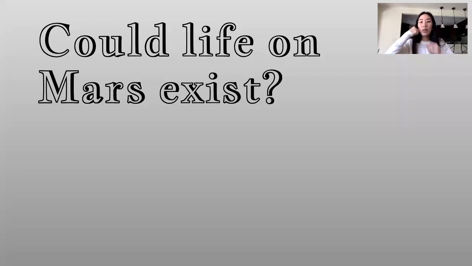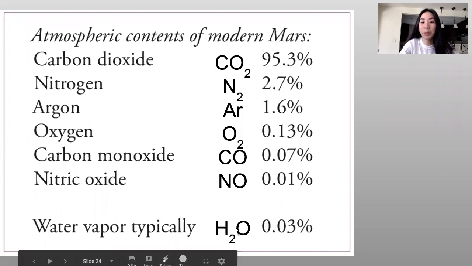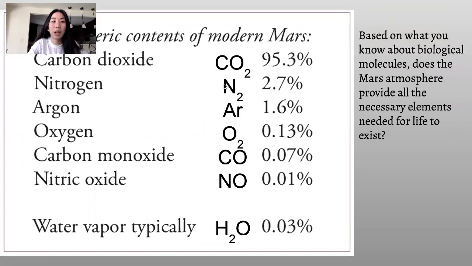All right, we started this unit with this question, could life exist on Mars? I gave you this slide that said atmospheric contents of modern Mars. So of all these molecules, you figured out the chemical formula for it. What I would like you to tell me in the chat right now is, based on what you know about biological molecules or macromolecules, does the Mars atmosphere provide all the necessary elements needed for life to exist?